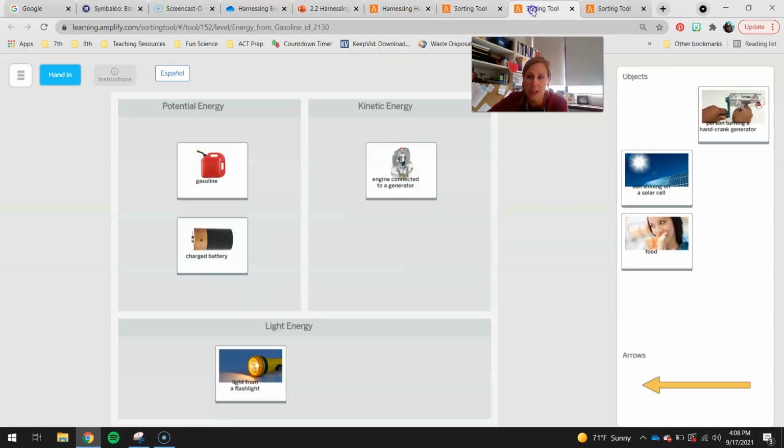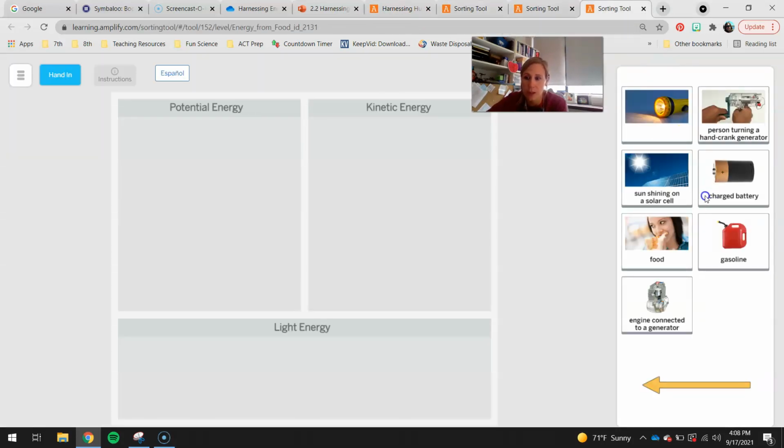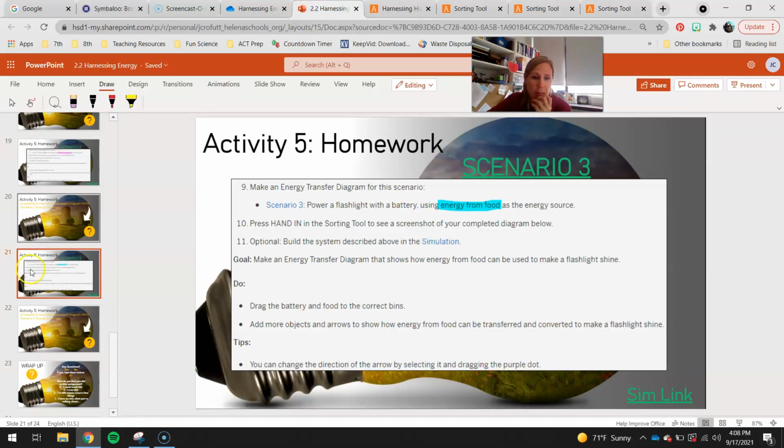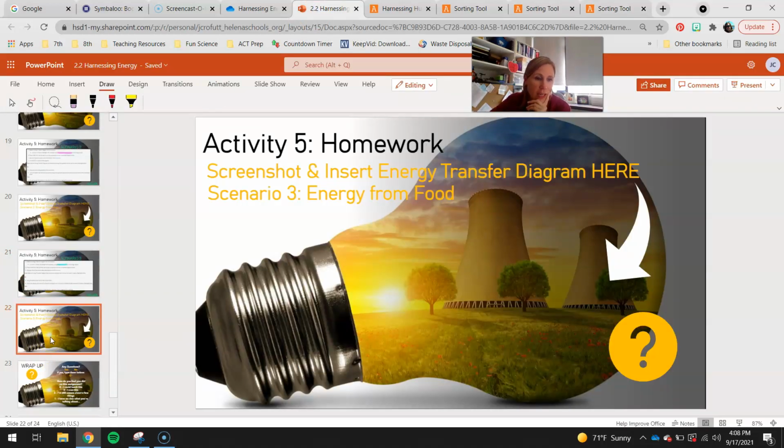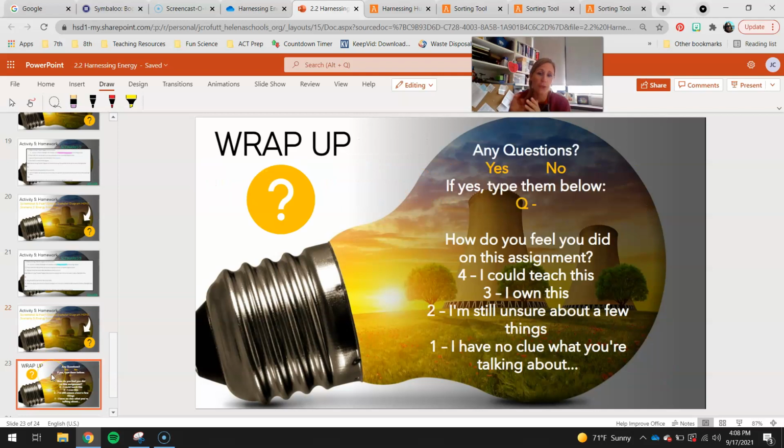With that being said, you guys do have a different sorting tool. You guys can see we got food here. Think about what type of energy that is and how that's going to go from helping someone who's eating the food get energy to a battery and then to a flashlight. Make sure you connect it with arrows. Think about what conversions are and what transfers are and what those might look like, and then you guys will screenshot that onto 22. Once you finish up scenario 3, you guys can move on to the wrap up.